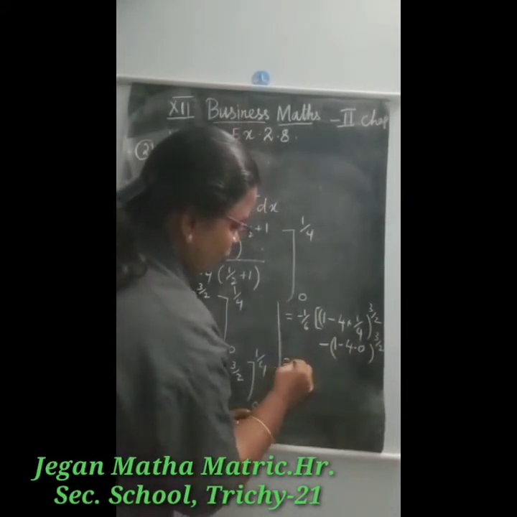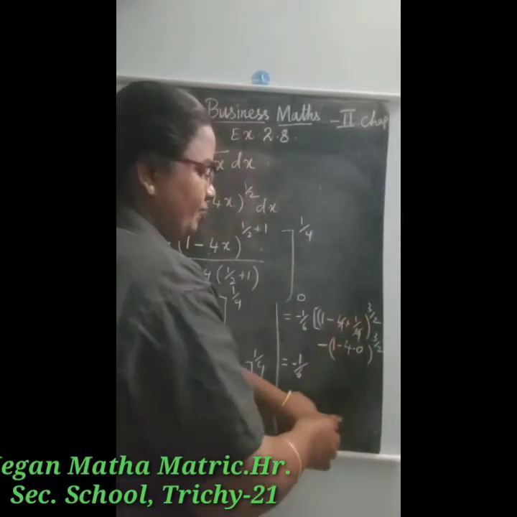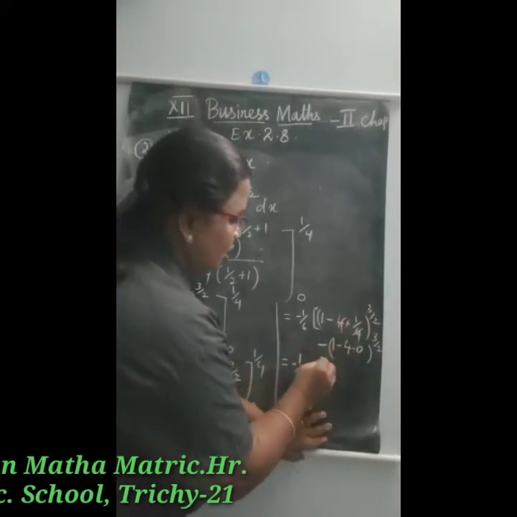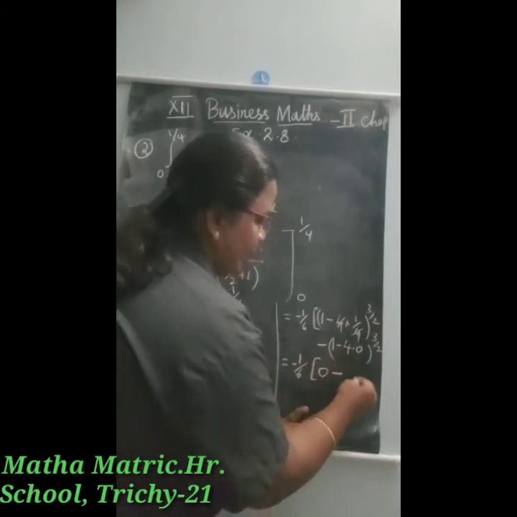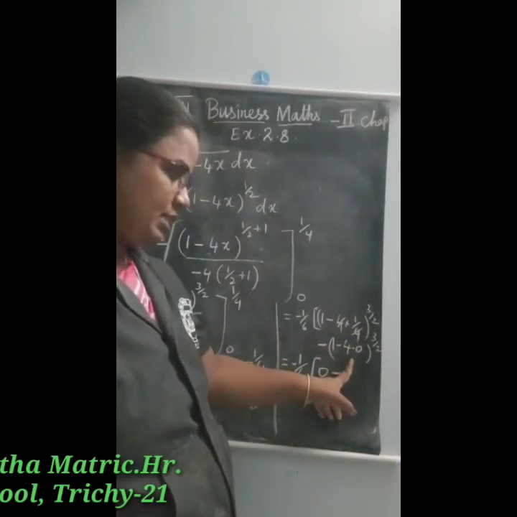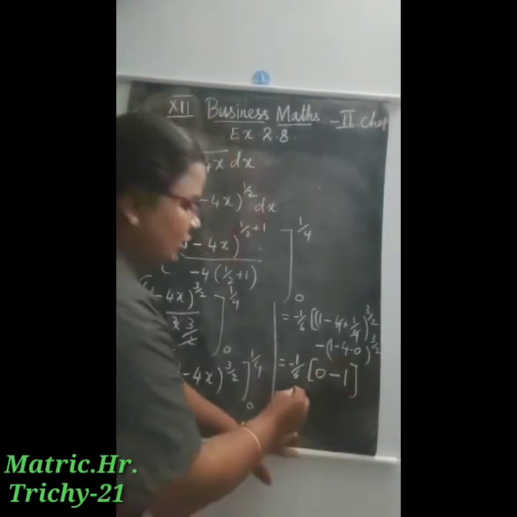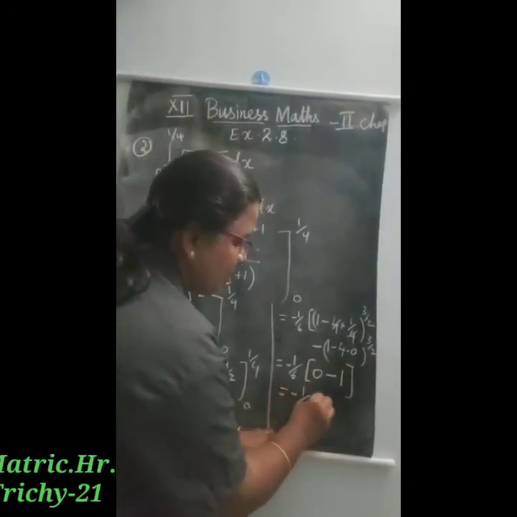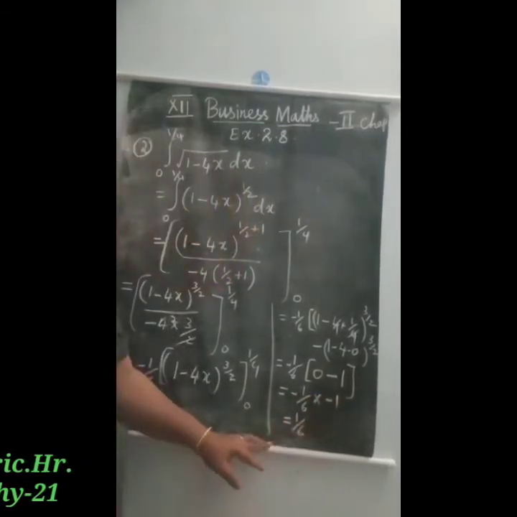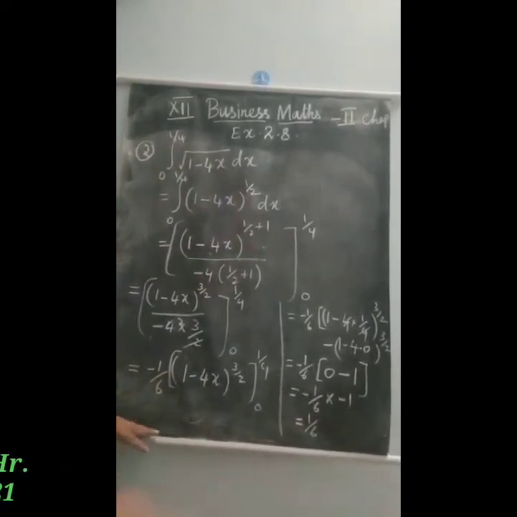So that is equal to minus 1 by 6. Here the 4s cancel, and 1 minus 1 is 0, 0 power 3 by 2 is 0 only. So put 0 minus, 1 minus 4 into 0 is 0. Here 1 minus 0 is 1, 1 power 3 by 2 is 1. So that is equal to minus 1 by 6 into minus 1. Minus of minus is plus. So 1 by 6 is the answer for the second question. Can you understand, children?